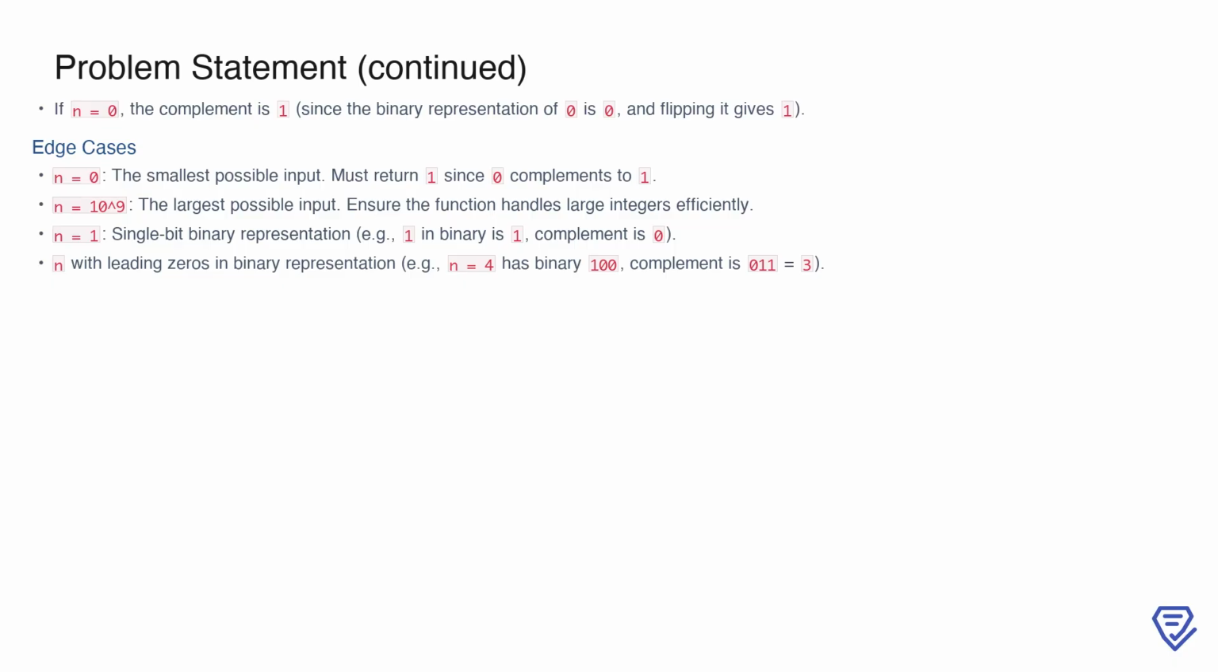Lastly, numbers like n equals 4 with binary 100 should be handled correctly. The complement in this case would be 011, which is 3 in base 10. These examples and edge cases emphasize the importance of accurately flipping bits and handling a wide range of values, ensuring the function behaves as expected for all valid inputs.